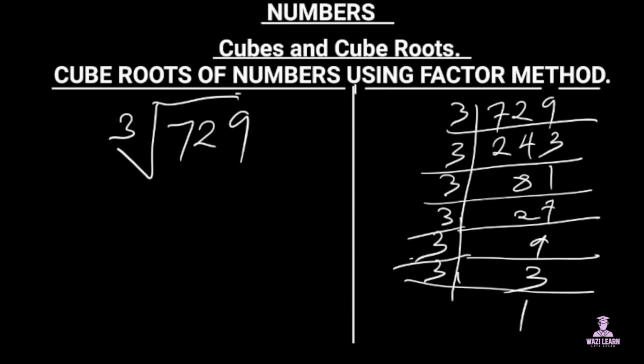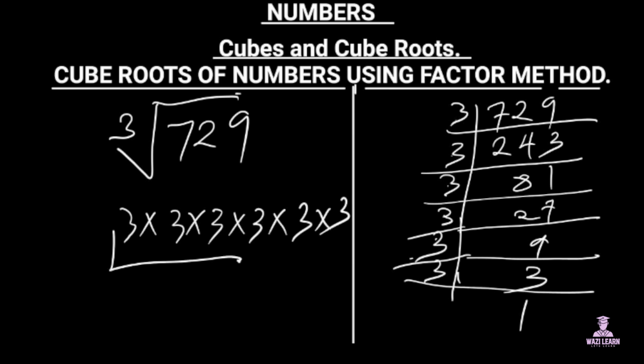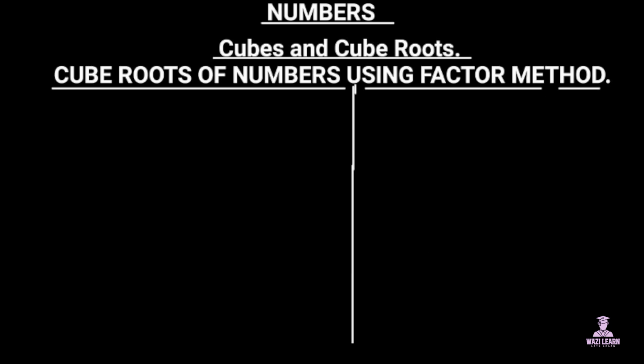So you have 6 factors. That is 3 times 3 times 3 times 3 times 3 times 3. And then you put them in groups of 3 and you take 1 from each. So our answer is 9. So the cube root of 729 will be 9. Let us look at the last example.